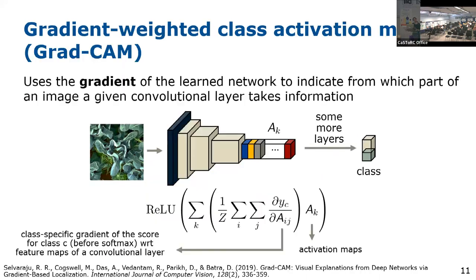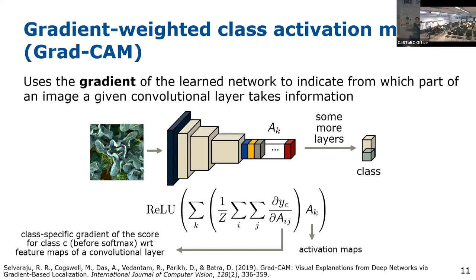Then there's another technique called gradient-weighted class activation maps, GradCam. A different principle: here you work with gradients. It uses the gradients of the learned network to indicate from which part of an image a given convolutional layer takes information. I do not want to go too much into detail, just to give you a brief idea about how this works. This is, again, a neural network. What you see here are the so-called activation maps. Activation maps are the output after a lot of complicated transformations of the input data.